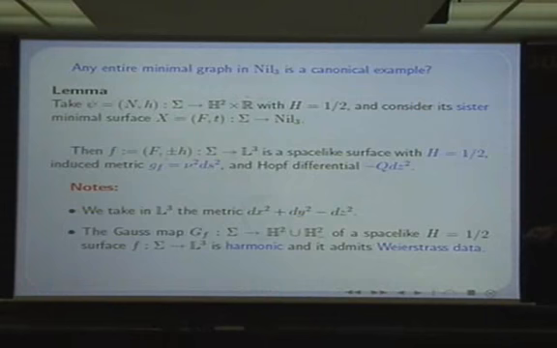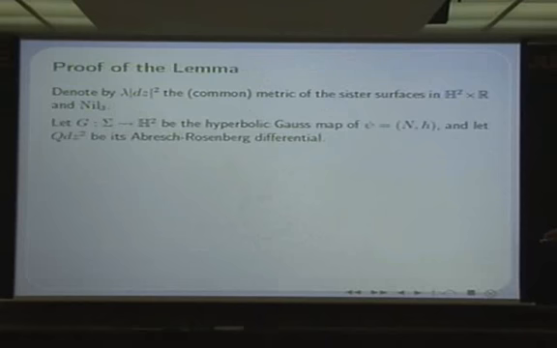Okay, recall that the Gauss map of a space-like surface is harmonic. We said that in the previous day. So I'm going to say how this is proved. Okay, this lemma is proved.